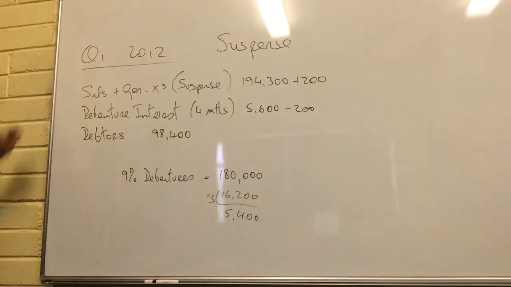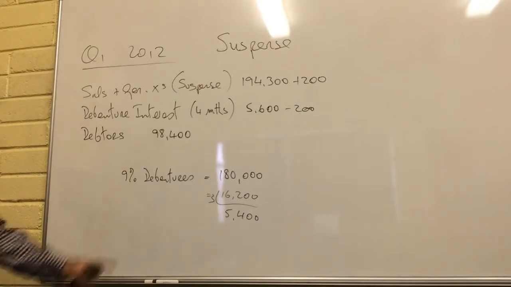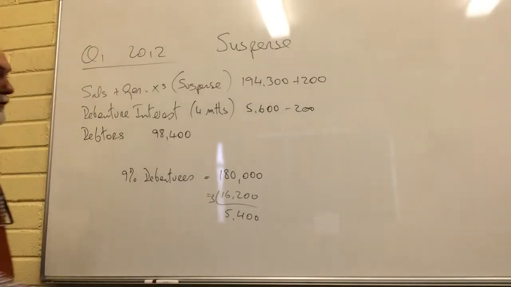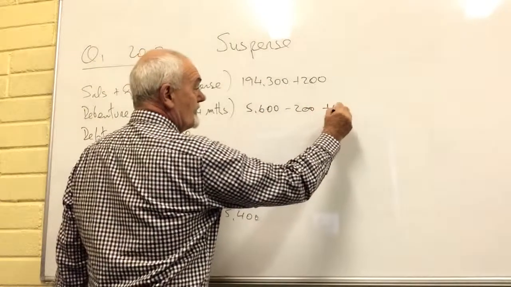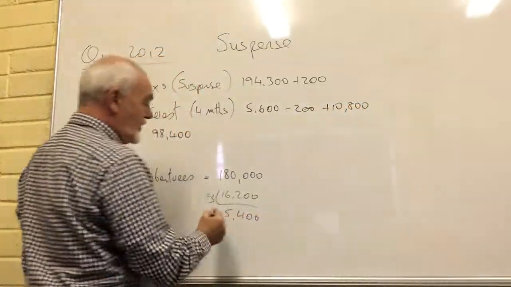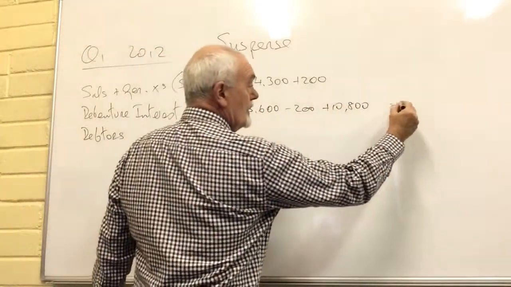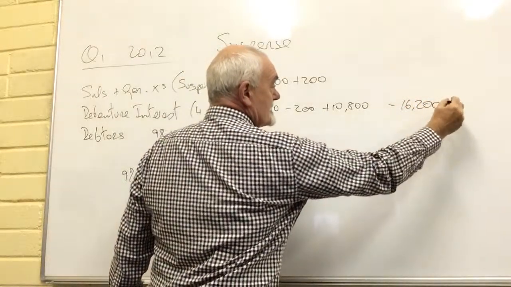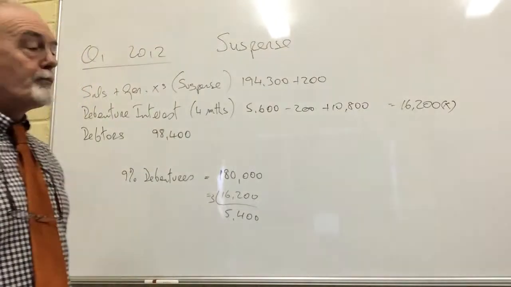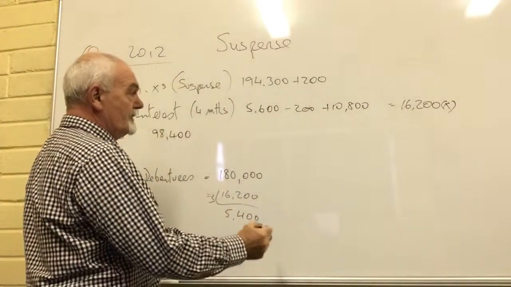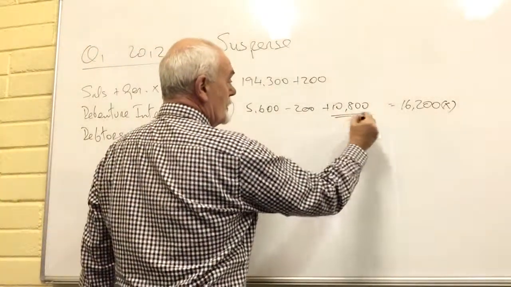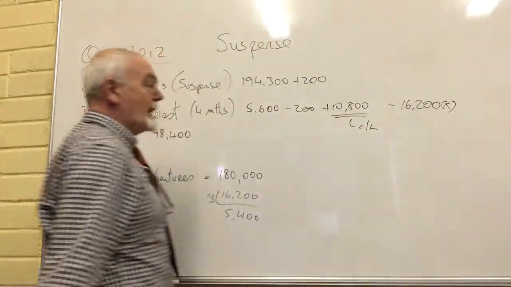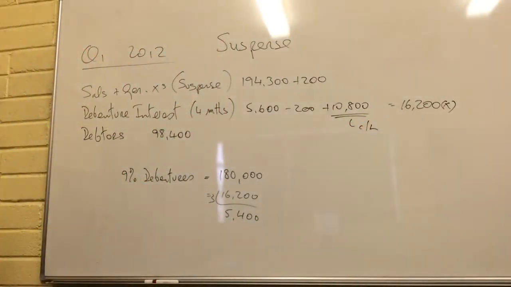I carry on then to do the remainder of the debenture interest. For example, the 10,800 that's due, plus 10,800, so that the correct 16,200 will go into our profit and loss account as an expense, and the unpaid portion of that, the 10,800, will be a current liability in the balance sheet. But back to the suspense account error.